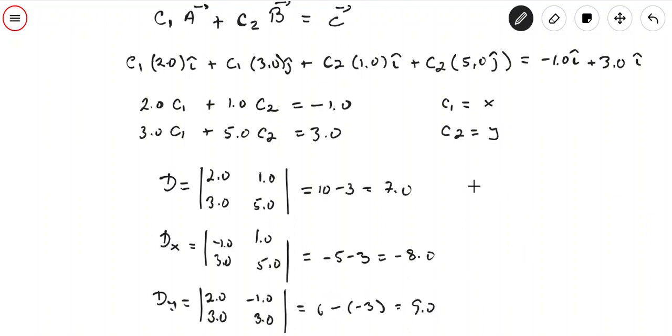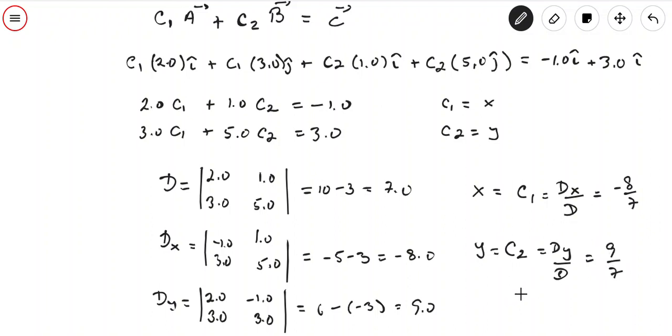So now I can say that x, that is the same as C1, is dx over d, so it is negative 8 over 7. And then I say that y, that is the same as the constant C2, is dy over d, so this is 9 over 7. So I found the values of the constants C1 and C2, so that C1 times the vector A plus C2 times the vector B is equal to the vector C. My next exercise is an exercise where we're going to find the angle between two vectors.